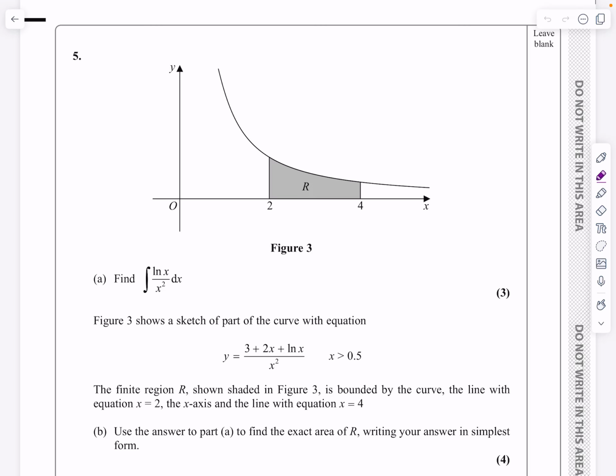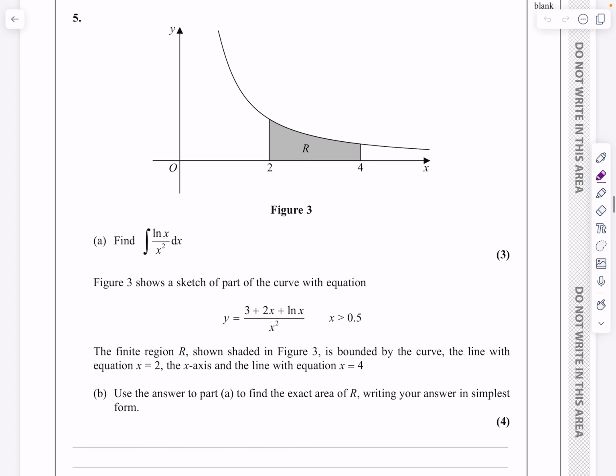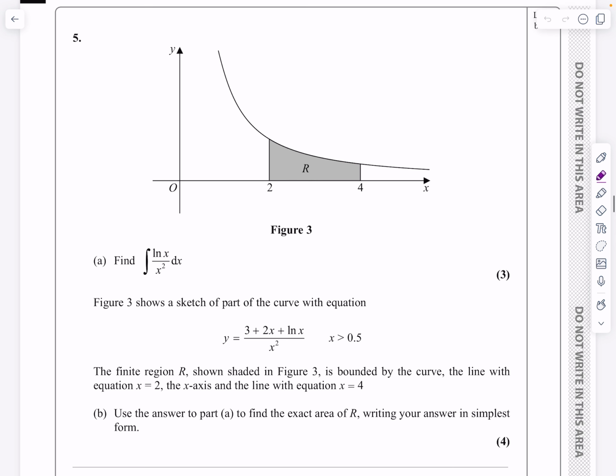Okay, this is the P4 paper from October 2020. It's question number 5. As we can see by looking at it, we've got integration. Part A is going to be integration by parts, and then we've got finding the area under a curve here, which again will be using integration. So let's have a look at part A.